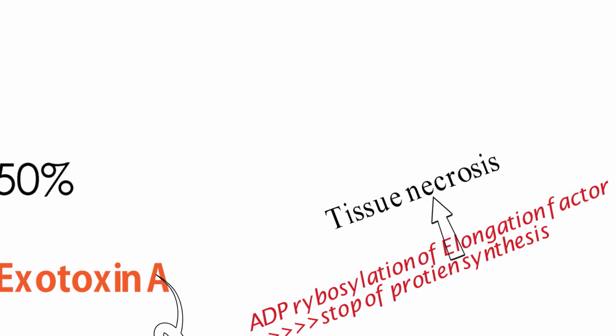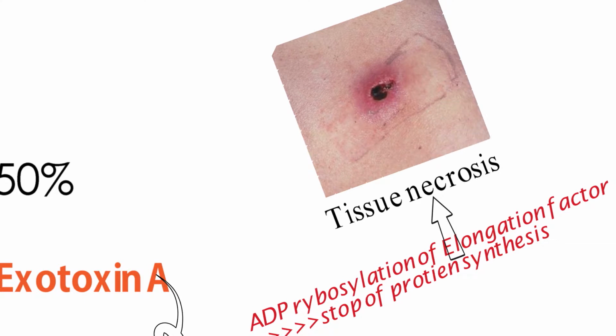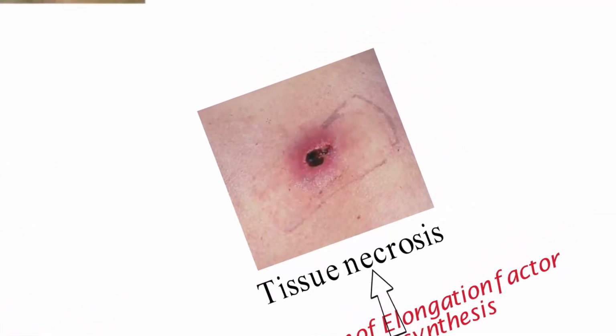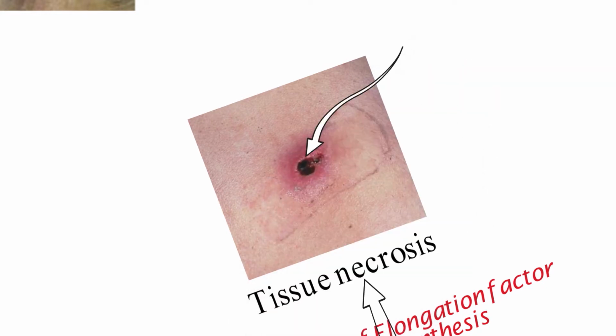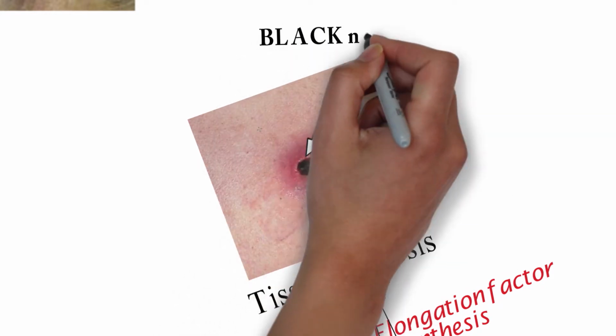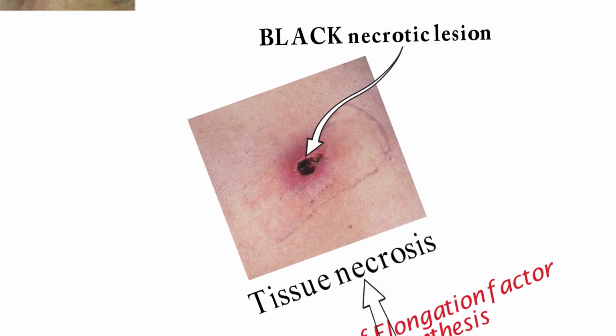And one cutaneous manifestation of this tissue necrosis is ecthyma gangrenosum. Ecthyma gangrenosum. You can see this black necrotic lesion. This is called ecthyma gangrenosum.